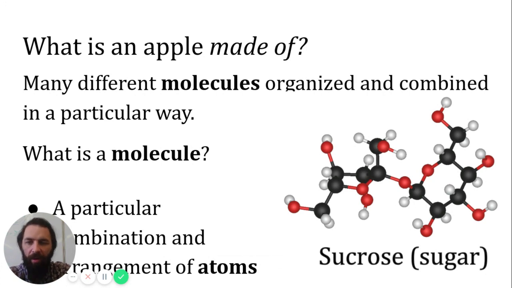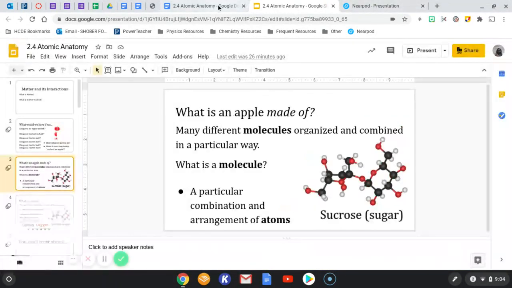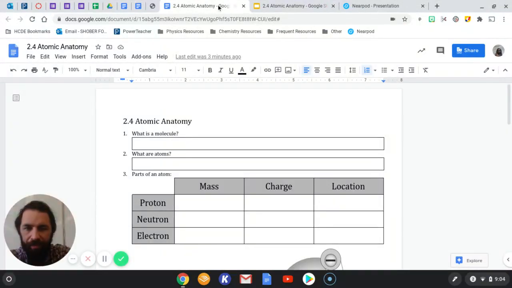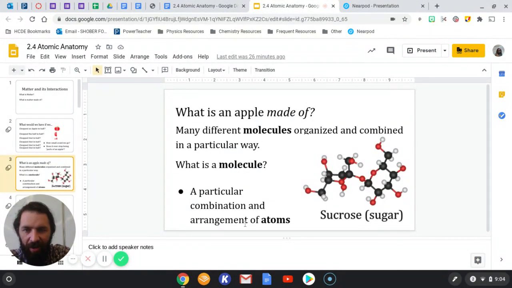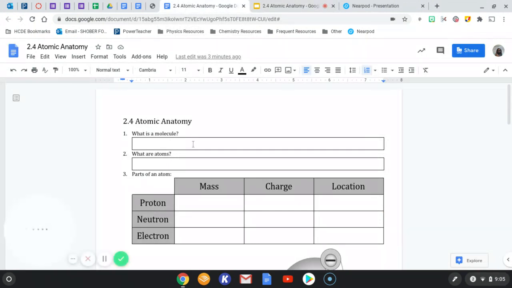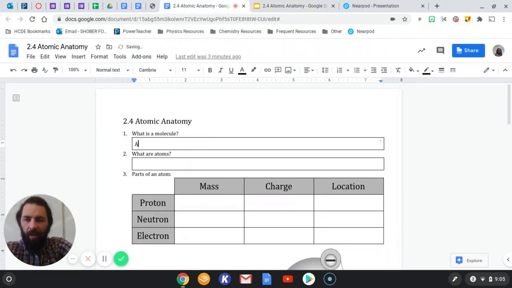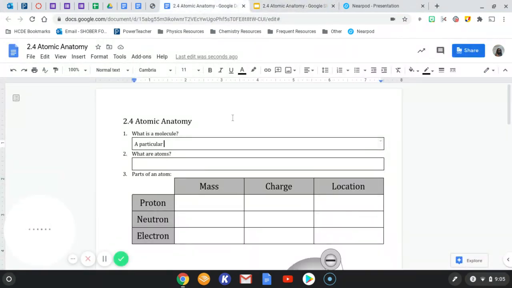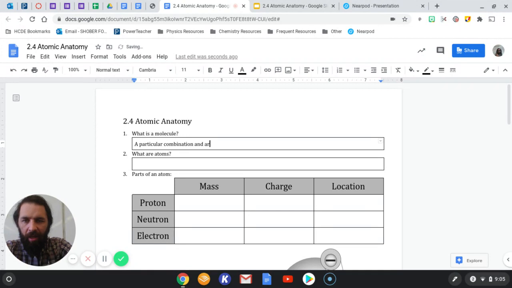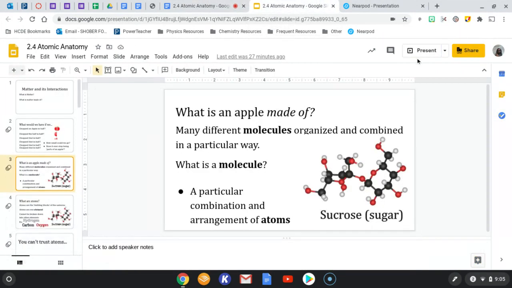Now, before we go any further, you also have this sheet that you're going to start working on. And so we have our answer for our first question. It says, what is a molecule? It's a particular combination and arrangement of atoms. So over here, you can click in here and type in a particular combination and arrangement of atoms. Okay, so then let's go on to our next slide.